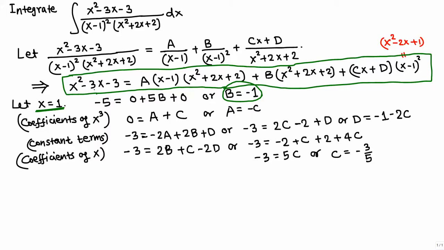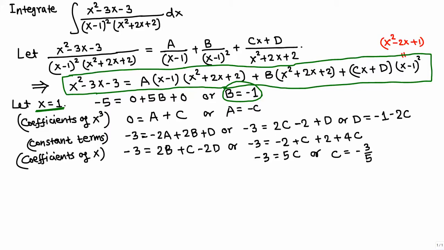Now there is no other factor that becomes 0 for a nice x value, because x squared plus 2x plus 2 does not factor, so we cannot find a nice number like 1, 2, 3 or negative 1, negative 2, negative 3 that makes this 0. So that's not the case.